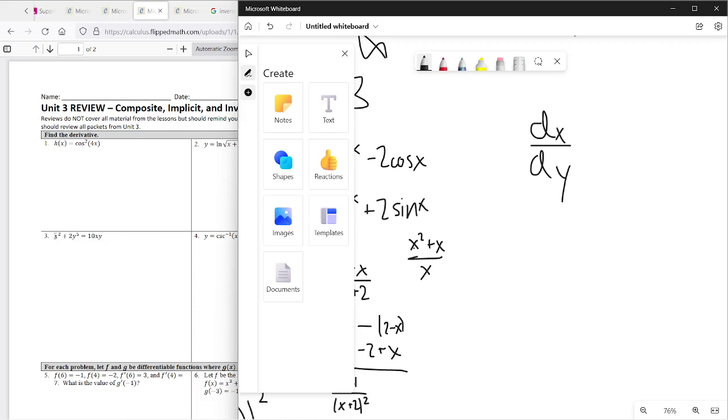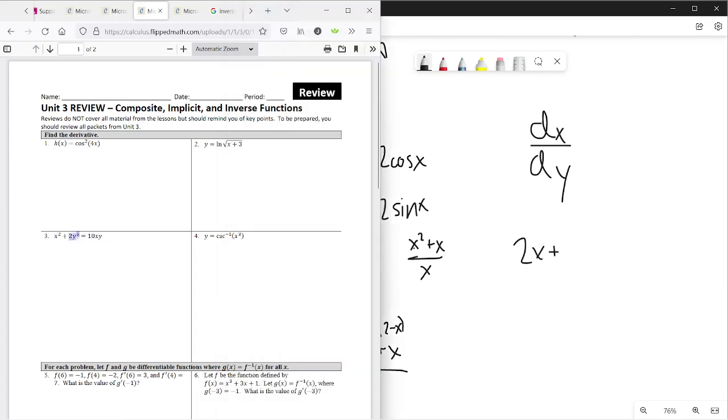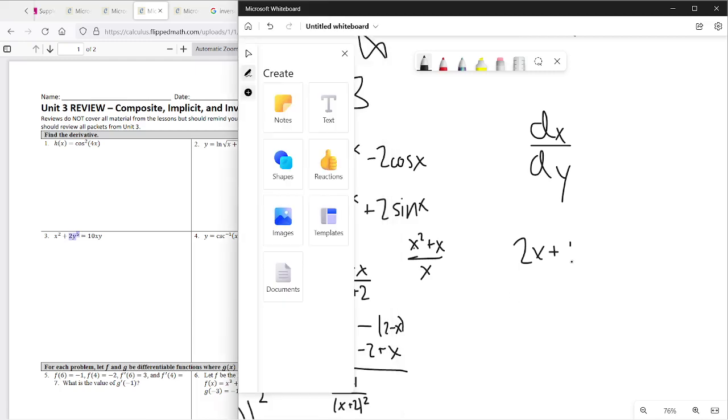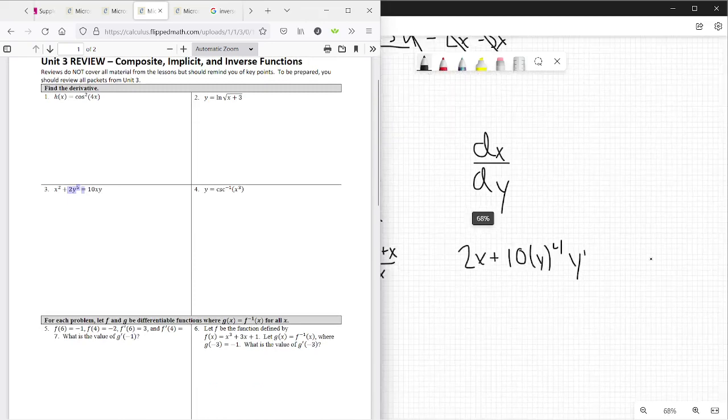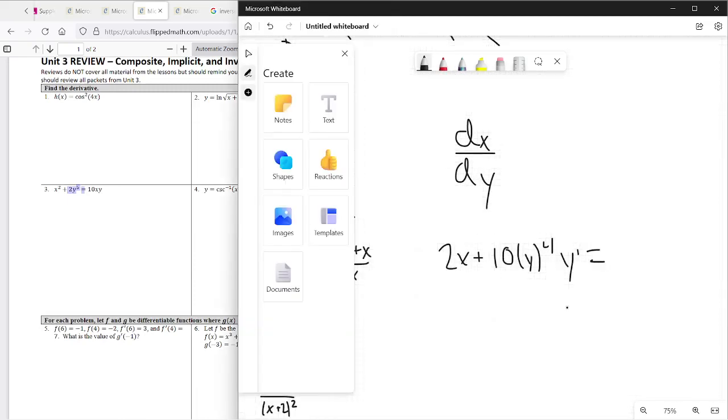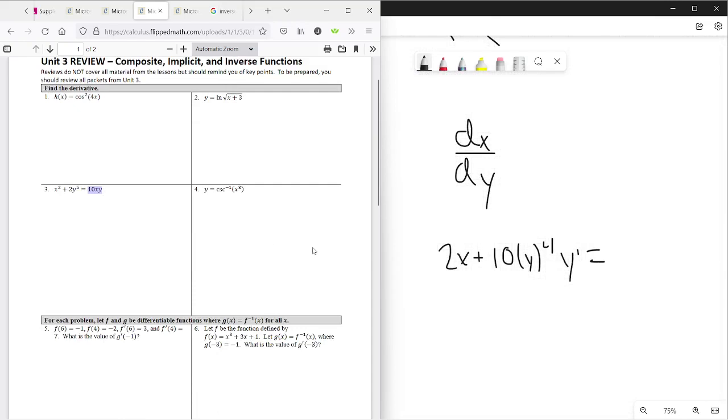When we take x squared, we can just use power rule. There's no problem. But when we do the y to the fifth, we actually have to use chain rule because we can't take the derivative of this directly. First we have to do 10y to the fourth, and that is multiplied by y prime, the derivative of y. And on the other side, we have to use the product rule in addition to chain rule.